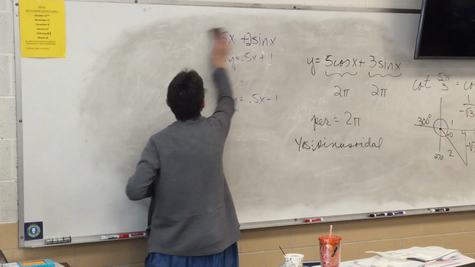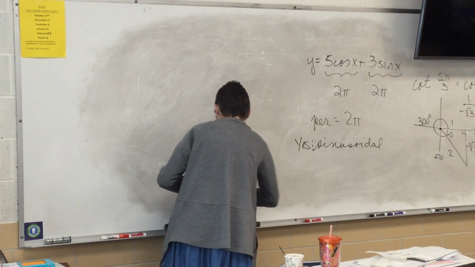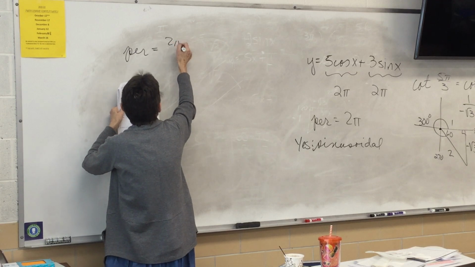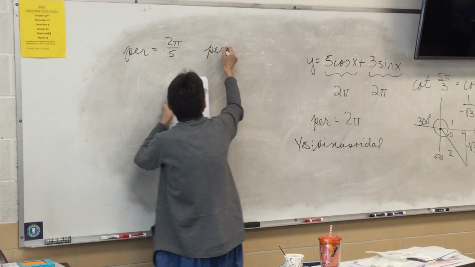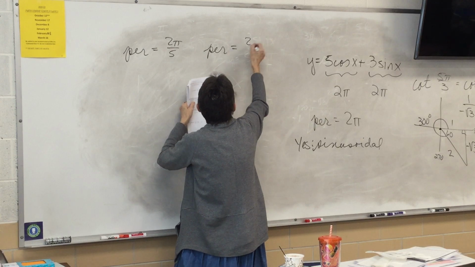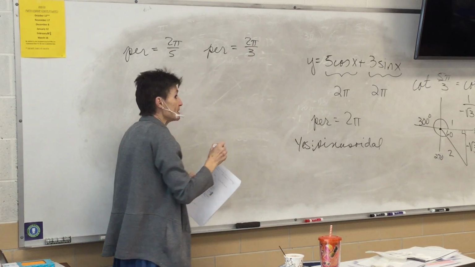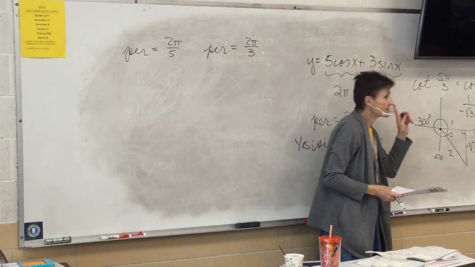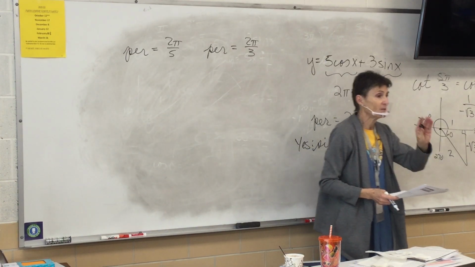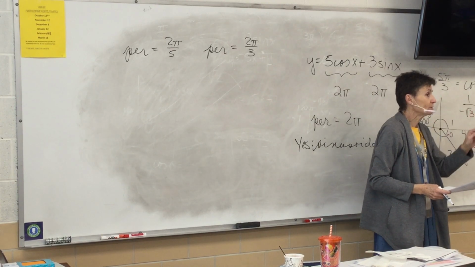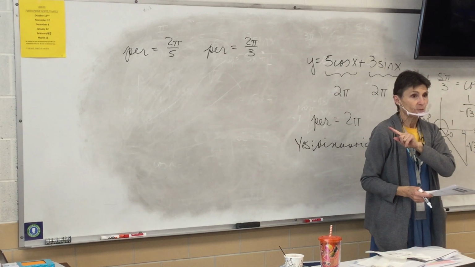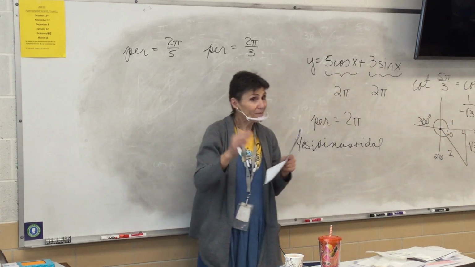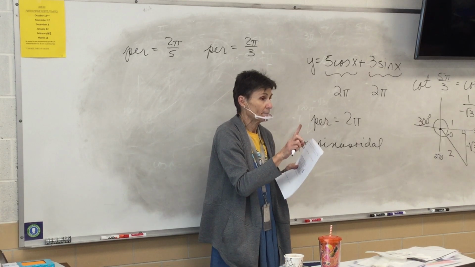What is the period of the first piece? 2 pi over 5. What is the period of the second piece? 2 pi over 3. This is not sinusoidal. In other words, when you graph this, don't do it yet, don't spoil the fun. When you graph this, it will not look like a sine curve, okay? However, it will be periodic. So whatever it looks like will repeat.